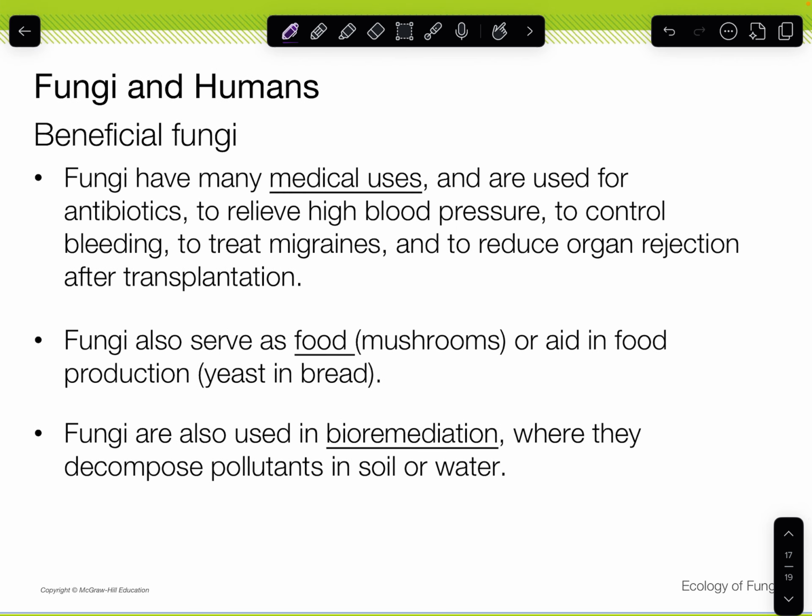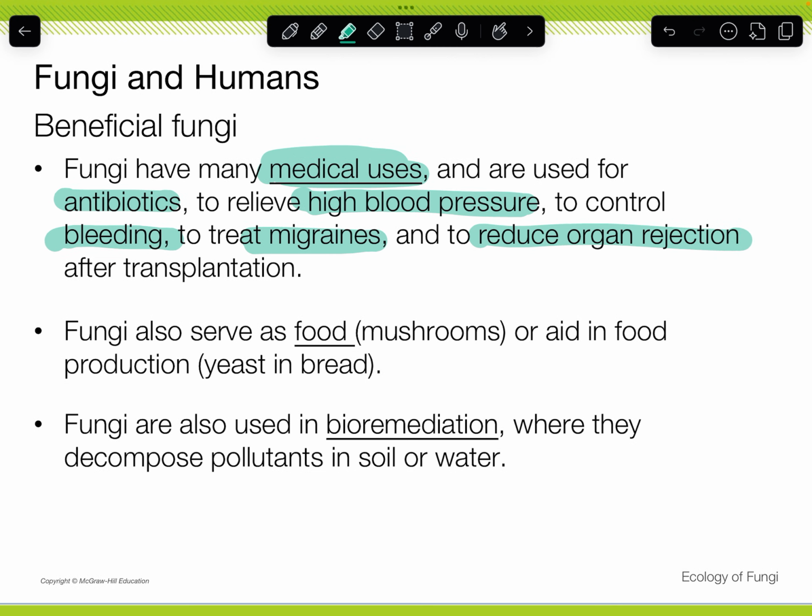Now we do have some beneficial fungi, and fungi are used for a lot of different things, one of which is medical uses. We can use fungi for different medical things like making antibiotics, even making high blood pressure meds. We use them to control bleeding. We can treat migraines with them. And we can even make some medications that reduce organ rejection after transplantation. So there are a lot of fungi that have very good uses in making medicines. But we can also obviously have fungi as food, specifically our mushrooms, or in the production of food like yeast in breads.